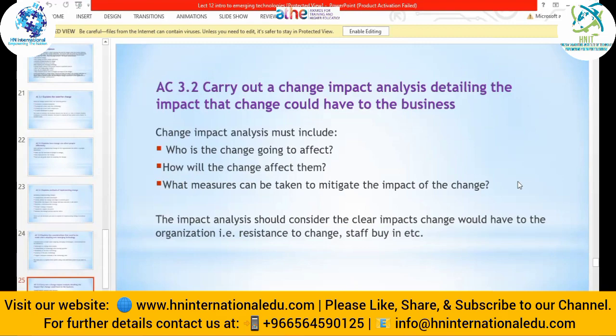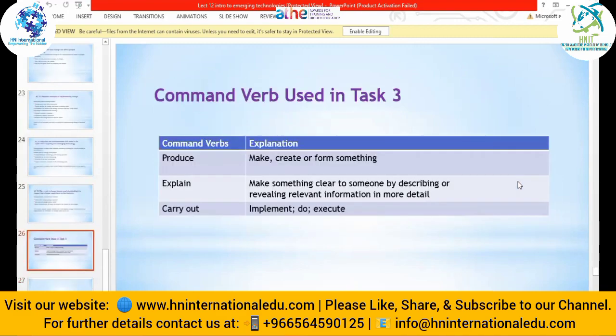Now, the impact analysis should consider the clear impact change would have to the organization, that is resistance to change or staff buy-in, etc. And there are the command verbs that show how you will use these questions. Produce means to make and create or form something. You have to make, for example, produce a report or produce an analysis. Now you have to produce on your own assumptions.